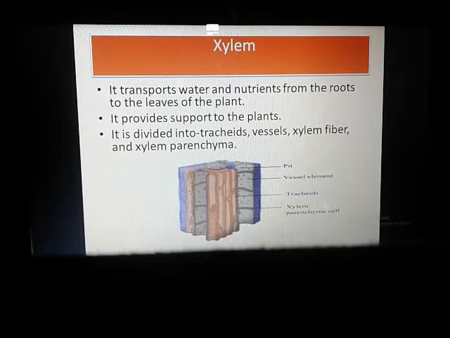So the function of xylem is to transport water and nutrients from the roots to the leaves of the plant. Whatever minerals are present underground, these minerals and water are transported to the upper portions of the living plant. So it provides support to the plants. It has pipe-like structures that suck minerals and water from underground and carry them to the upper portions of the plant.